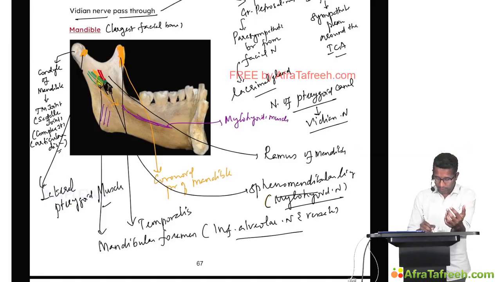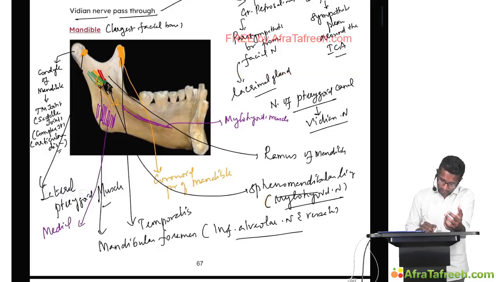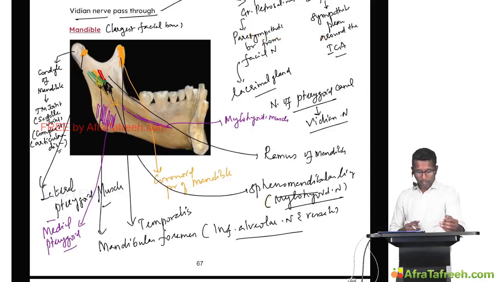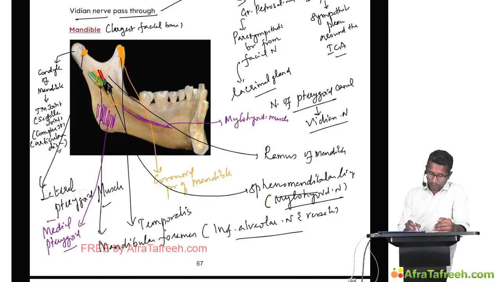And the ramus on its inner surface, in this area, gives attachment for another pterygoid muscle, which is called the medial pterygoid muscle. The medial pterygoid muscle is attached to this area. It is getting inserted into this area.